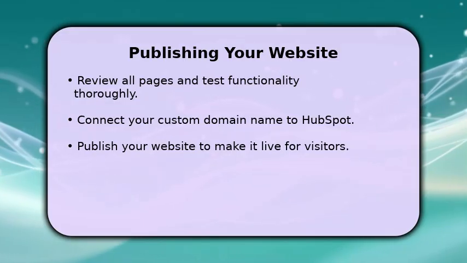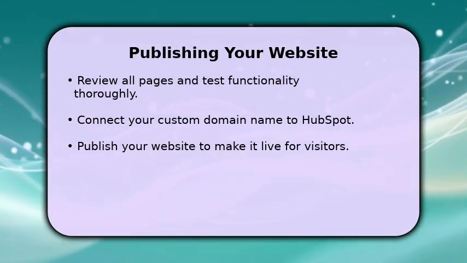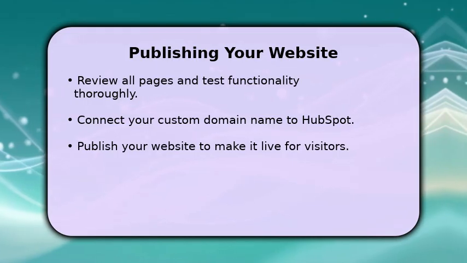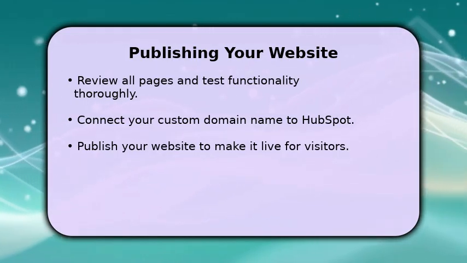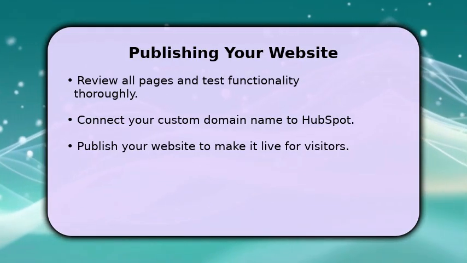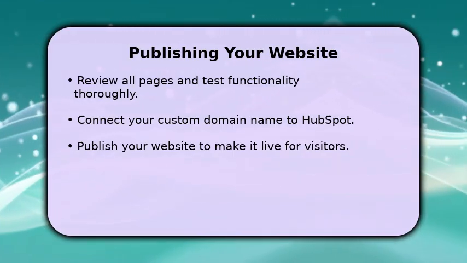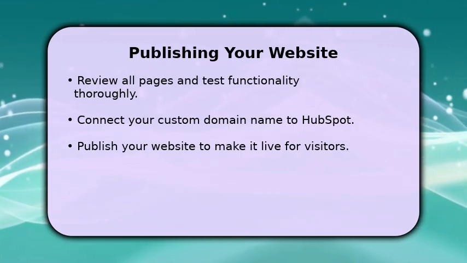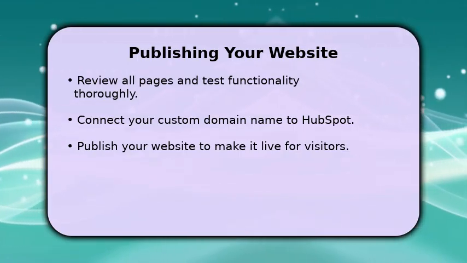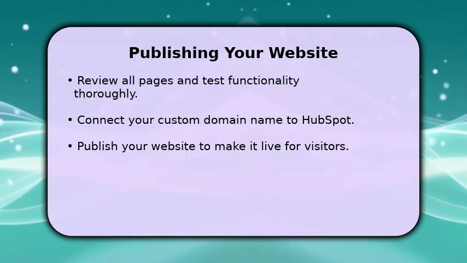Finally, it's time to publish your HubSpot website. Before going live, meticulously review every page and test all links and forms to ensure they work perfectly. Connect your custom domain name within the HubSpot settings. Once everything is checked and approved, hit the Publish button to launch your new, professional website to the world.